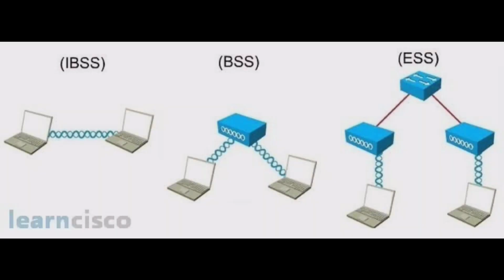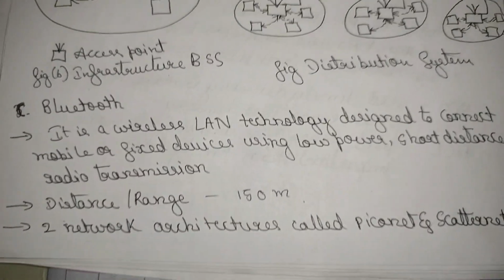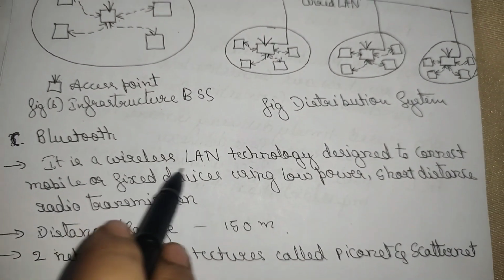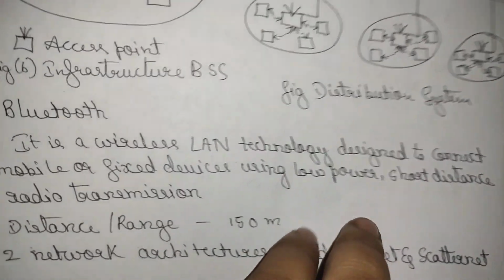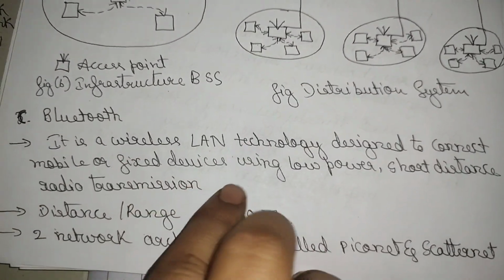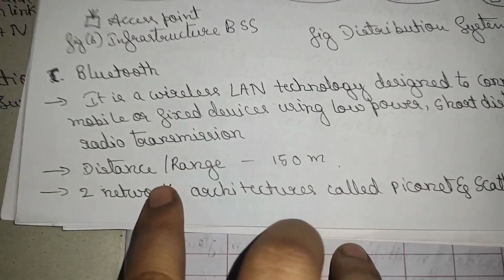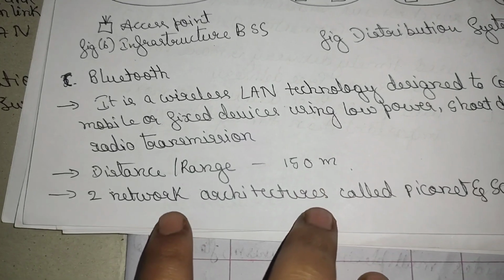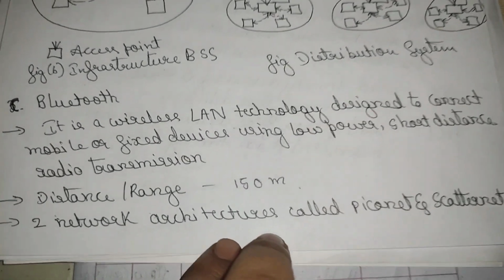Next is Bluetooth. It is also a wireless LAN technology used to communicate. It is used to connect mobile or fixed devices using low power, short distance radio transmission. Distance range is 150 meters, and there are two network architectures, that is Piconet and Scatternet.